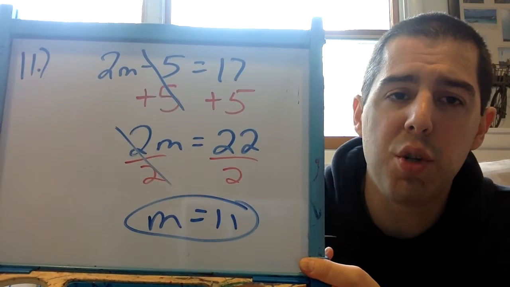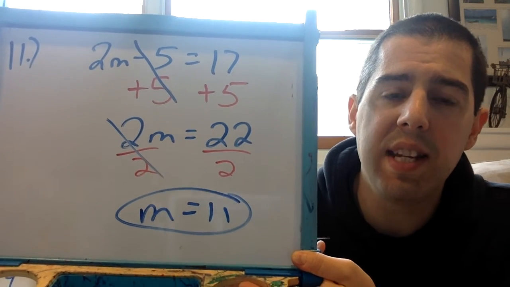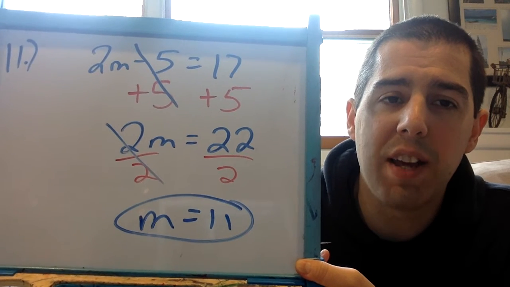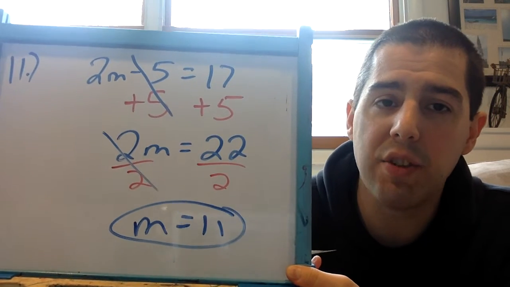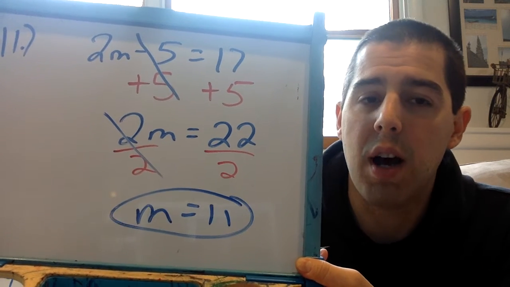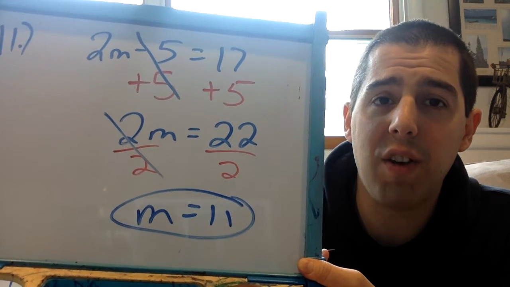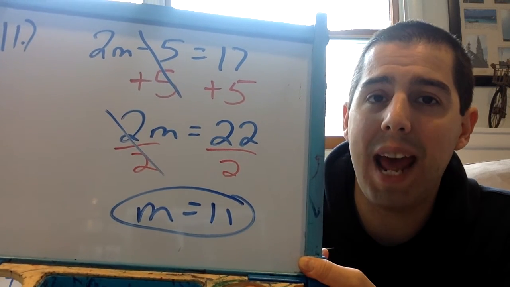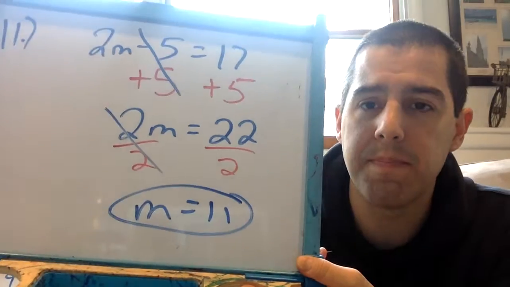Number 11, 2m minus 5 equals 17. Add 5 to both sides. On the left side, you'll be left with 2m. On the right side, you'll now have 22. Divide both sides by 2. On the left side, you'll have isolated the variable. You'll have just 1m. And on the right side, you'll get the solution m equals 11.